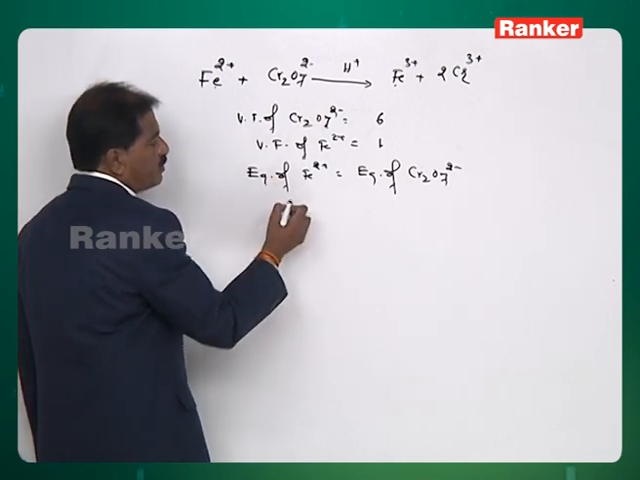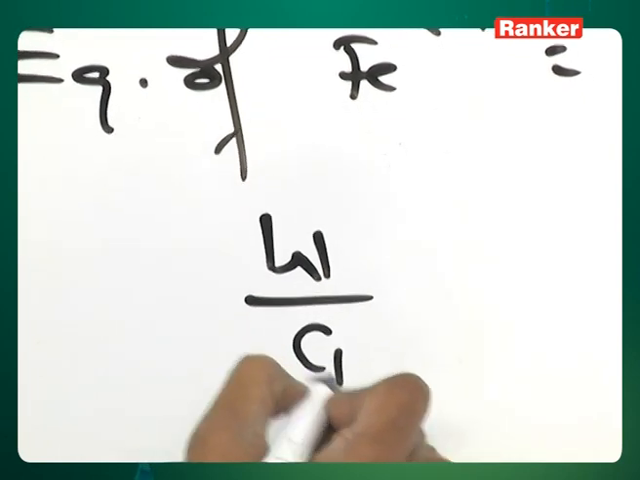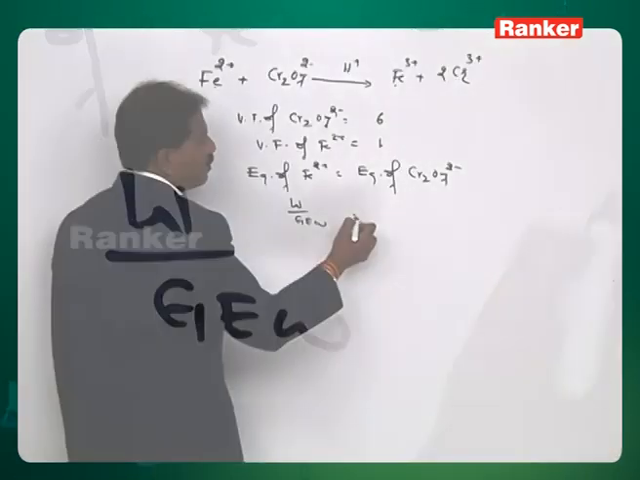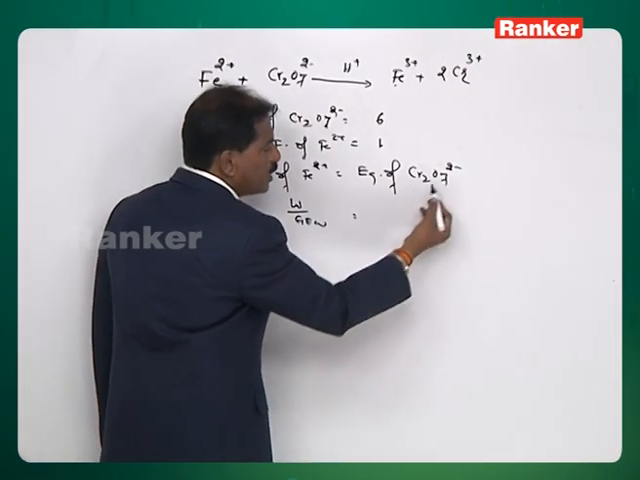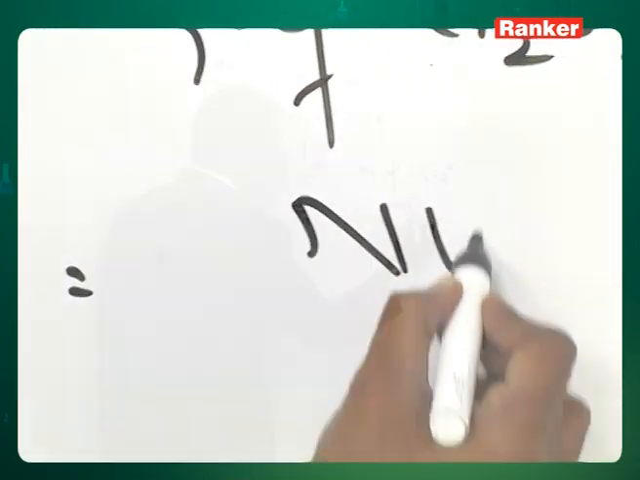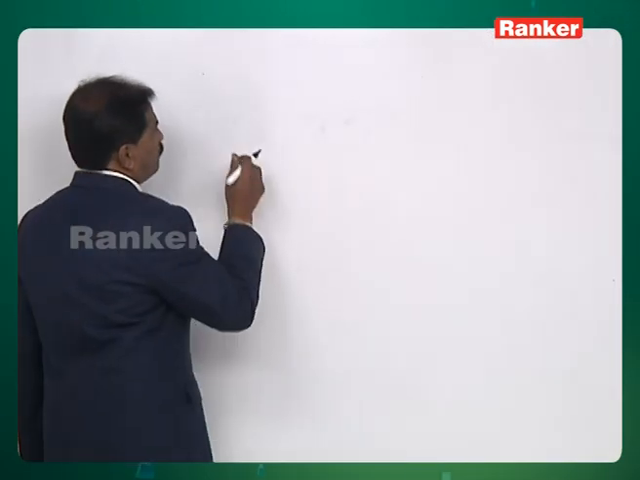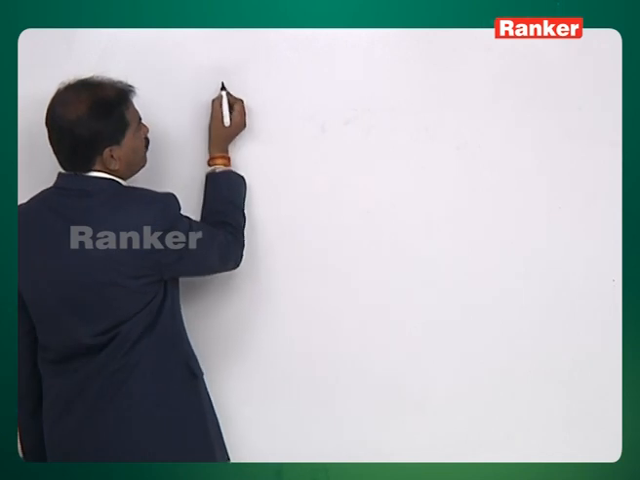In place of this equivalence, any suitable formula can be used, like weight by gram equivalent weight. On this side, if you know the dichromate is in solution state, we can use this formula like that. Next, let us discuss another example.